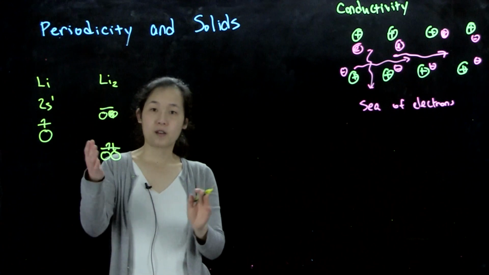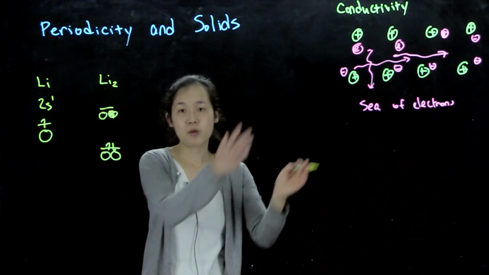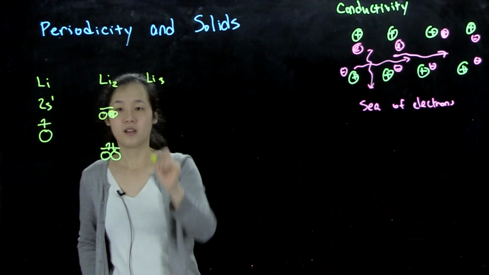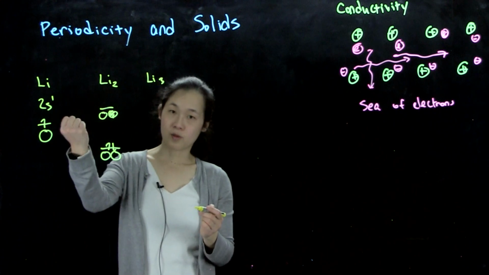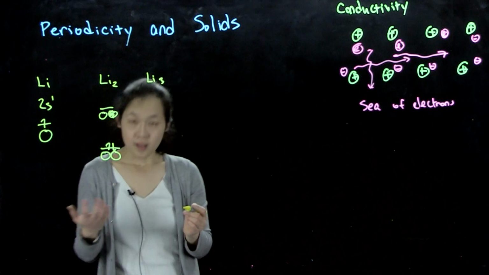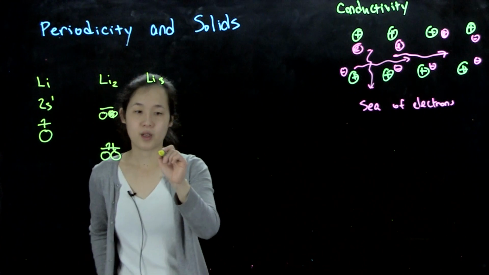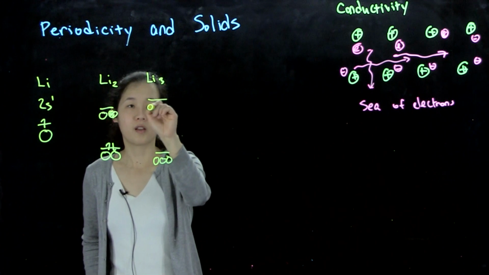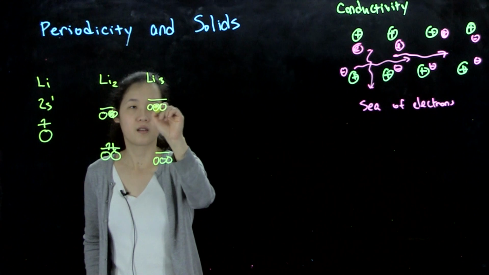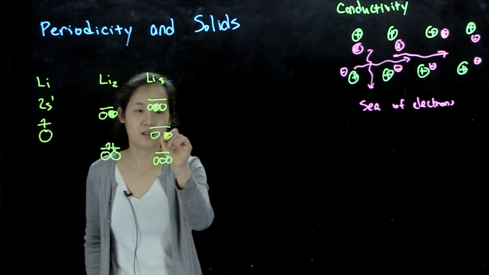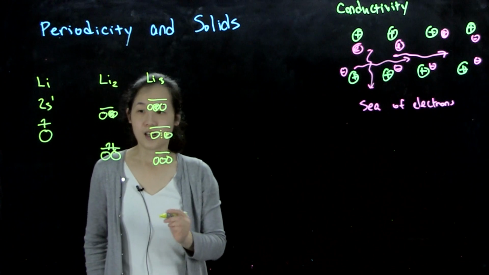But yeah, here's just two. If we want to make an extended solid, we need to add more. So if we add, let's say, a third lithium, then we have another s orbital coming in. We form bonding, anti-bonding combinations. Here are my three linear combinations, our MOs. We could have all in phase, all out of phase, and then maybe one in between, something like that. And then we have three electrons.